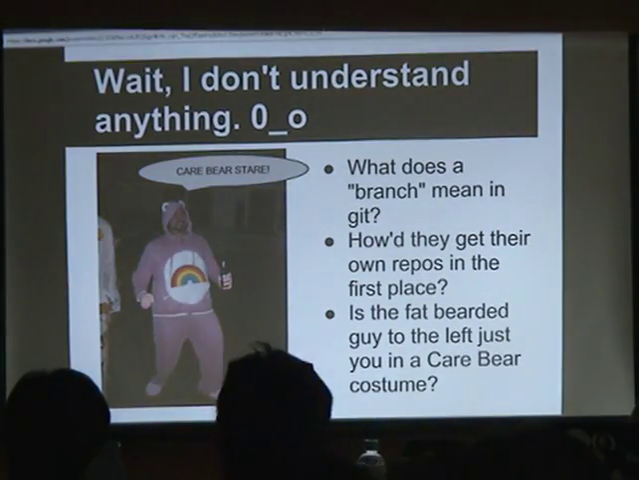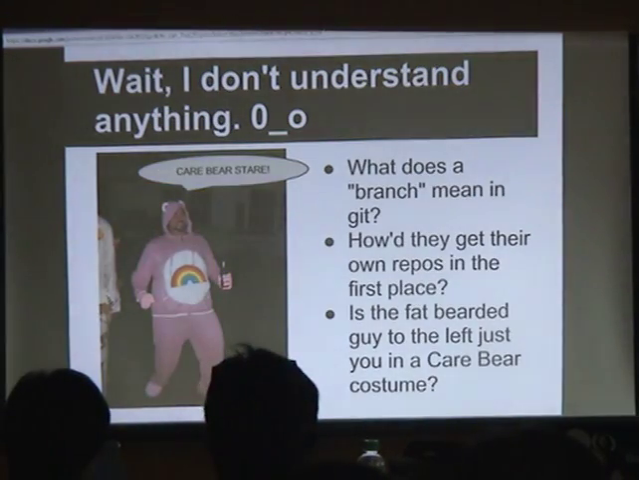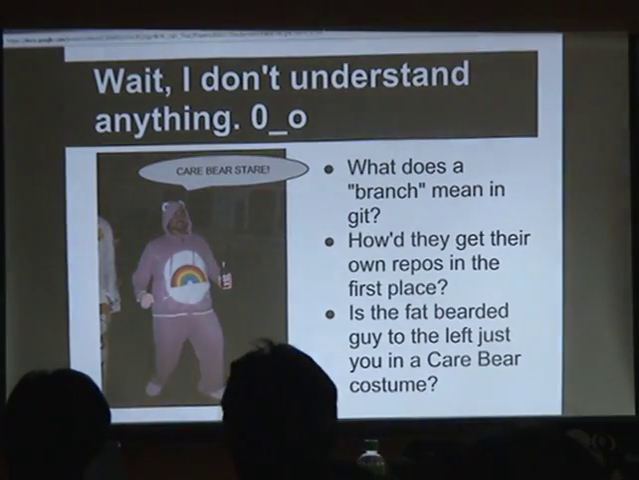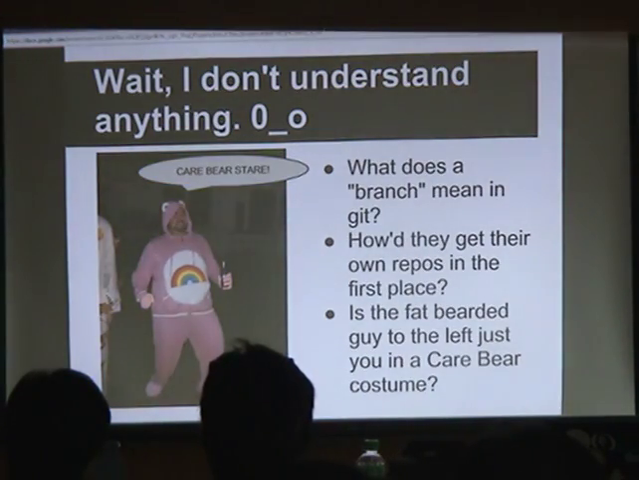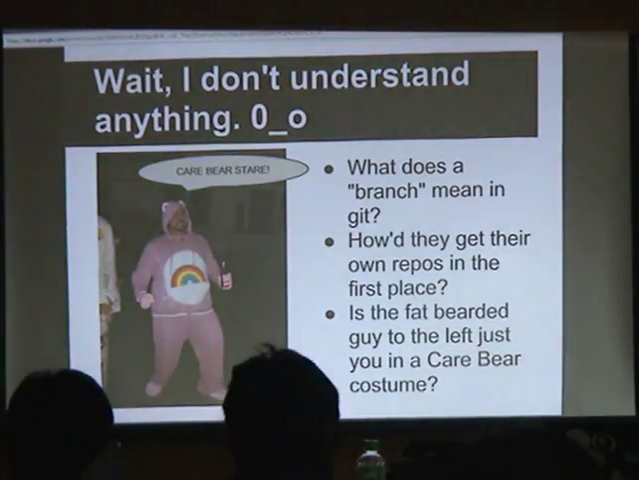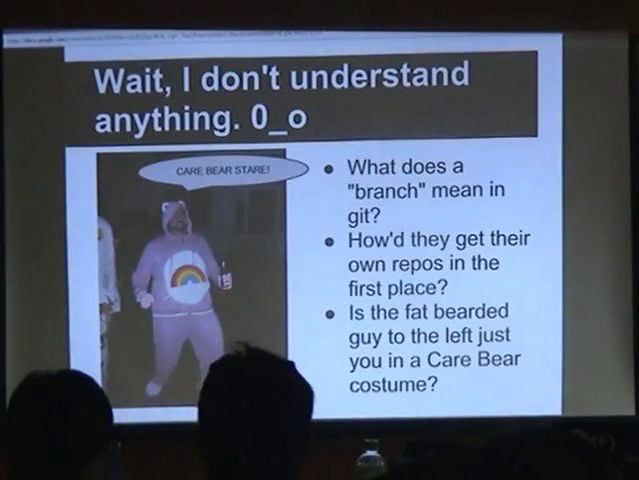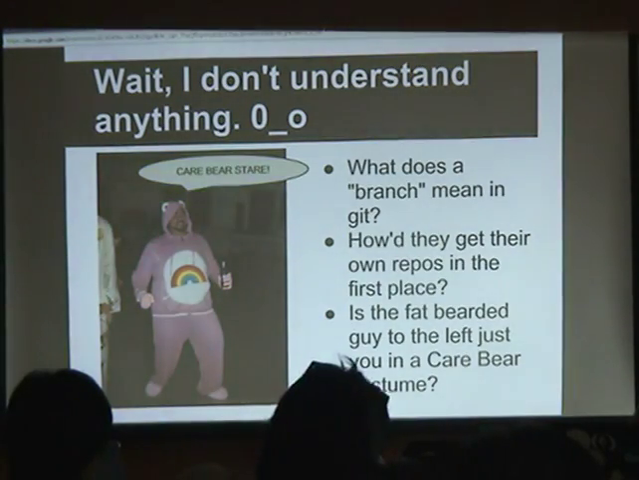So if you're wondering what a branch means in Git, and how they got their own repos in the first place, no, that's not me. A branch practically means the same as in SVN. You're branching because you're going to implement a new feature or a new way of doing things. So in the next slides, I'll be showing you how they get their repos in the first place.